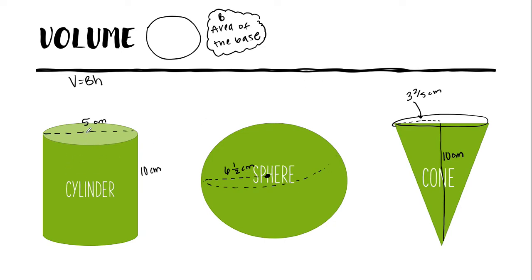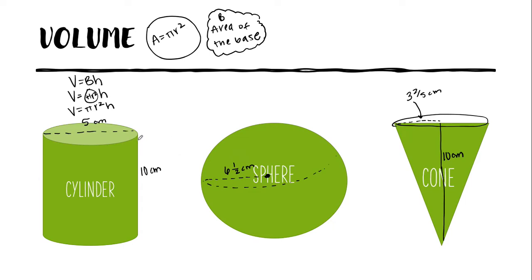And on a cylinder, what shape is the base? A circle. So I'm looking on my formula chart. The area of a circle is pi radius squared. So capital B is the area of the base. My base is a circle, so I'm using pi radius squared times height. The transition from here to here is extremely important. So then from there, I need to figure out what my radius is and what the height is.